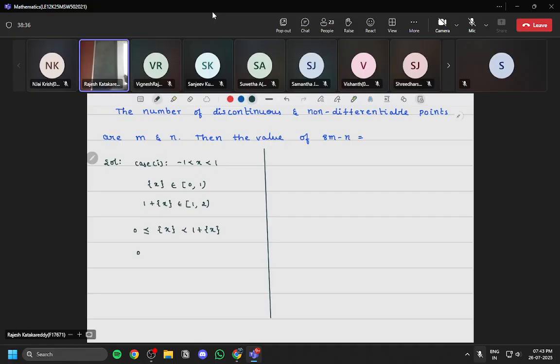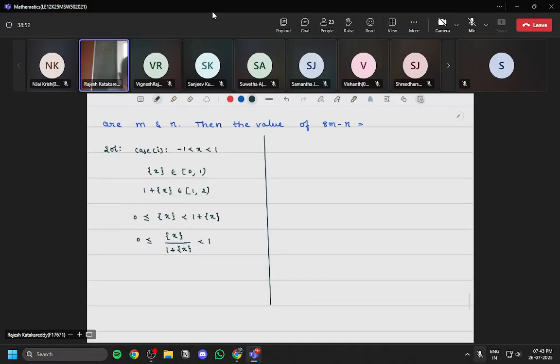I can say 0 ≤ {x}/(1 + {x}) < 1. Now the greatest integer of this function, when the range is between 0 and 1, I can write here. Do you understand this one? Any doubt in this one?